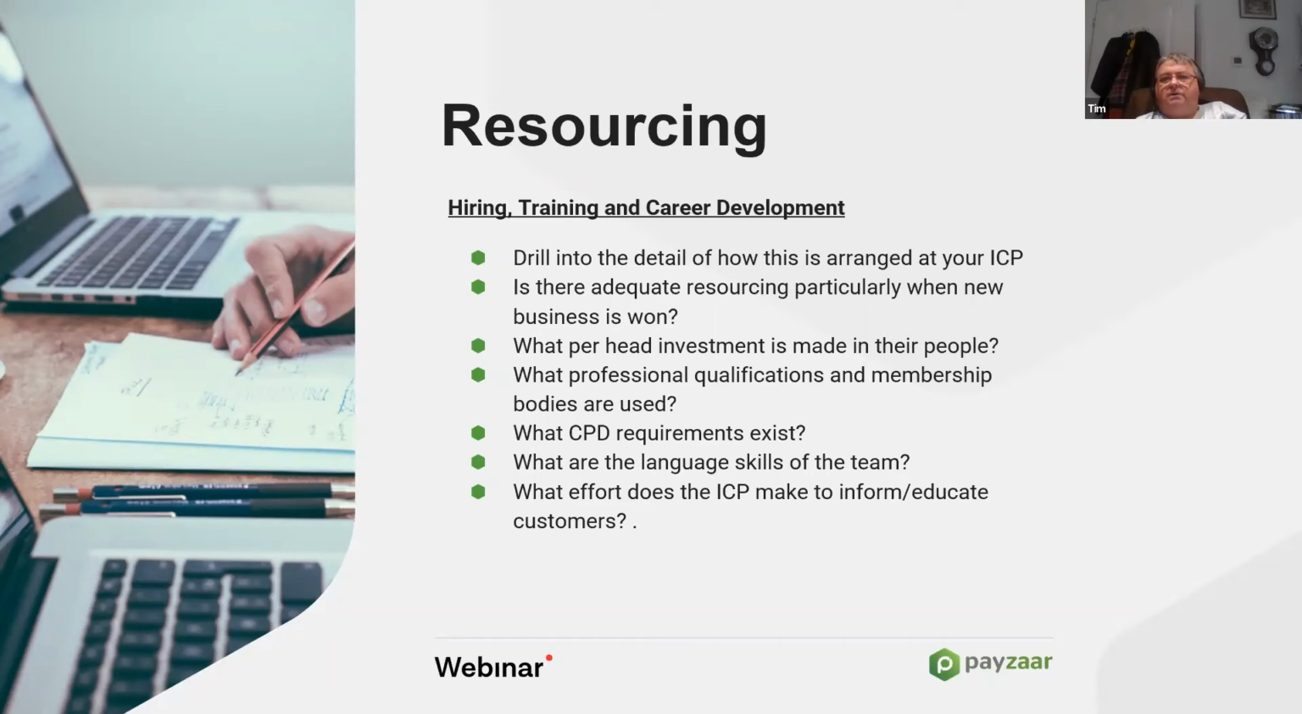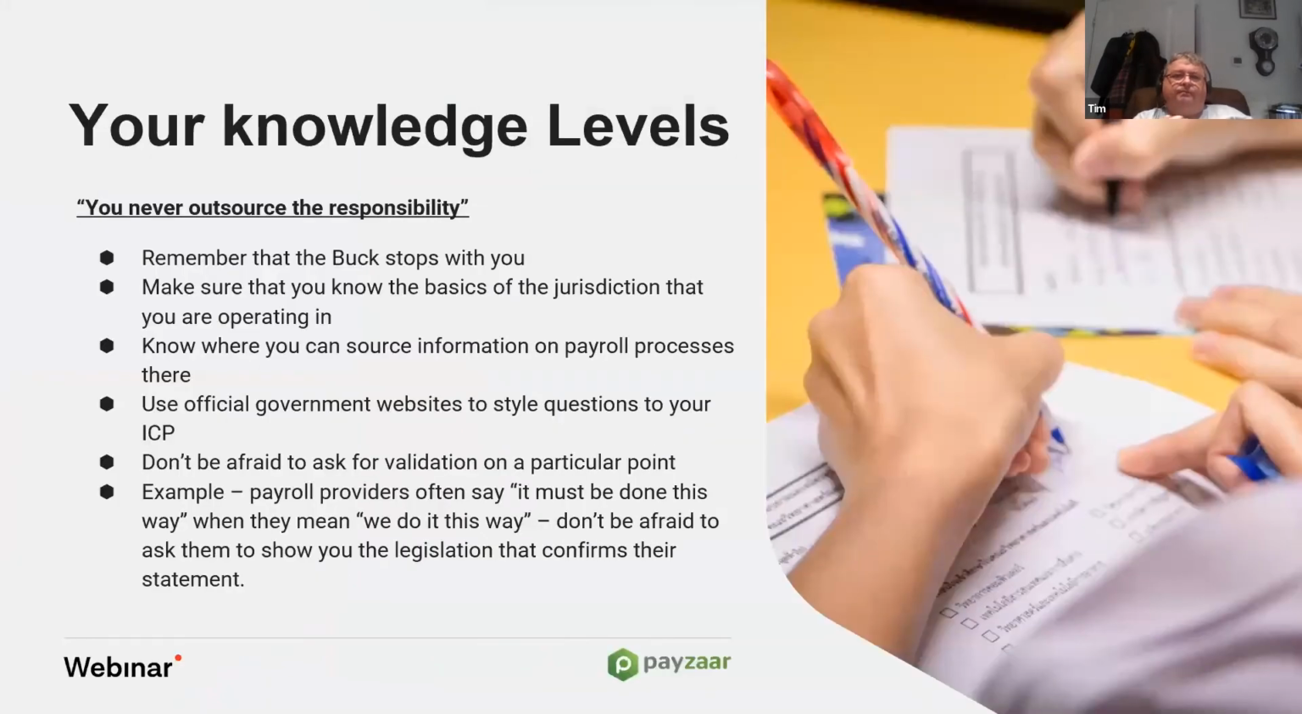Lastly, think about how you're going to keep up to date with changes in that jurisdiction. So what effort does that ICP put in to informing and educating its customers? Ask to see examples of customer bulletins, particularly when major changes are being sought. So an example at the moment is we have the UK introducing the new health and social care levy. So if I was looking at a payroll service in the UK, I'd perhaps want to ask a payroll provider, what have you circulated around your potential client base as to this change, and just look at the quality of what they issue.